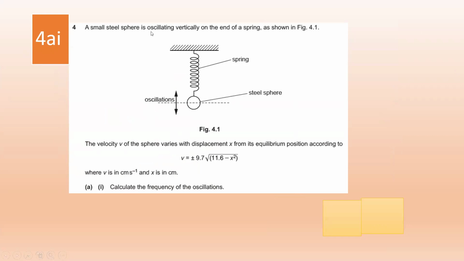A small steel sphere is oscillating vertically on the end of a spring as shown in figure 4.1. The velocity of the sphere varies with displacement x from the equilibrium position according to the equation, that one there, where v is in cm per second and x is in cm. Calculate the frequency of the oscillation. Compared to the standard form given in the formula sheet, that one is omega, that one is x naught square.